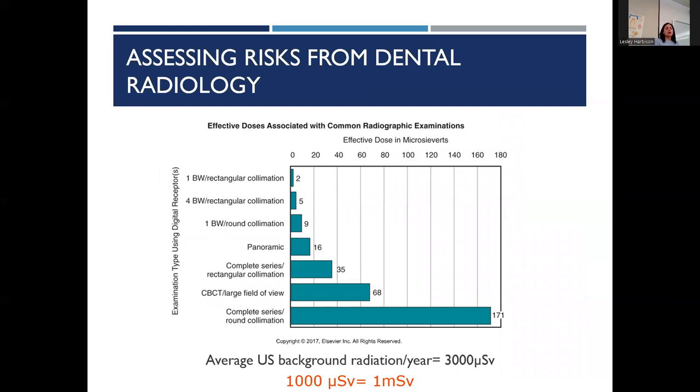Okay, we're almost there. So, assessing the risk from dental x-rays. Here is a little chart, and these are all in microsieverts, so they are very small. It compares one bitewing as opposed to a large field of view CBCT scan, which is a very large x-ray, although they can hone it in and make the field of view smaller, or a complete series with a round collimator. You can compare the different amounts of radiation. It depends if it's round or rectangular. There is a big difference from round to rectangular for sure.